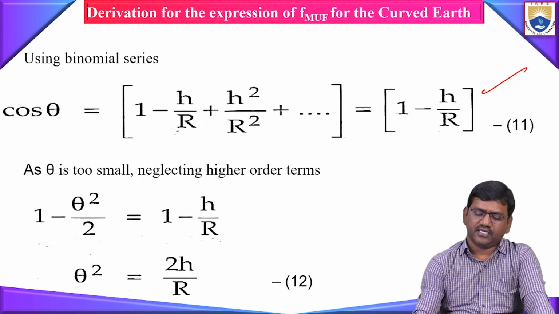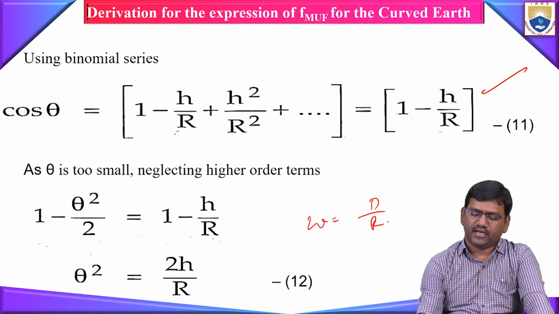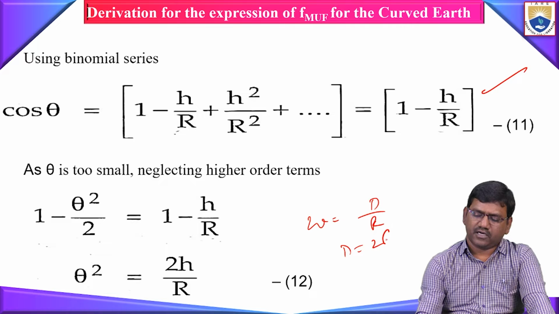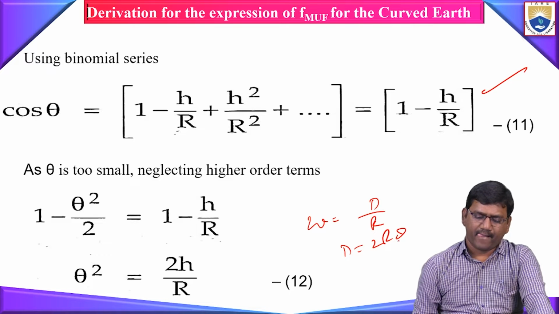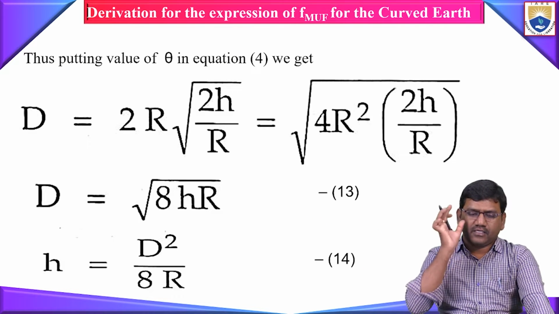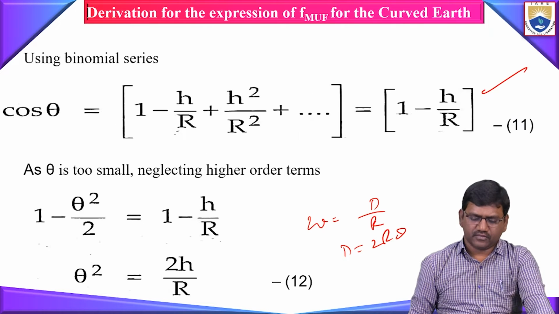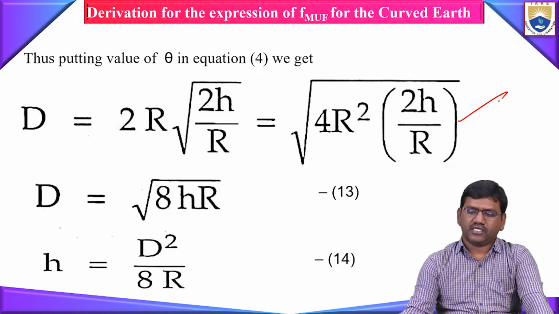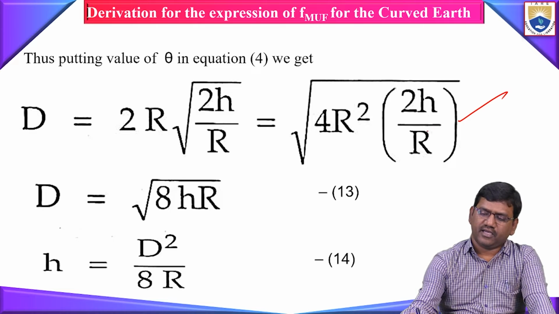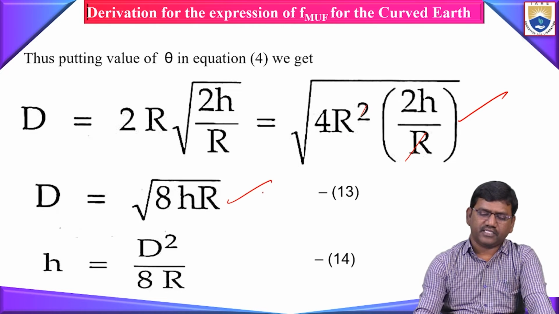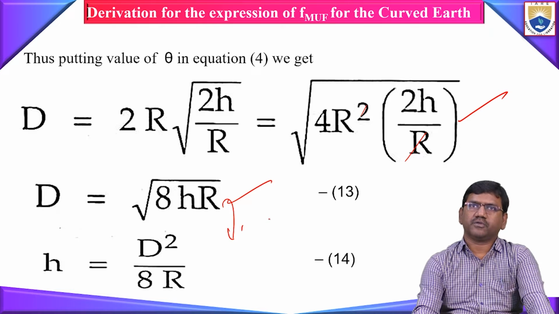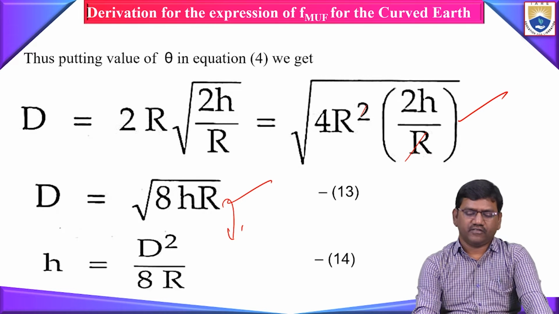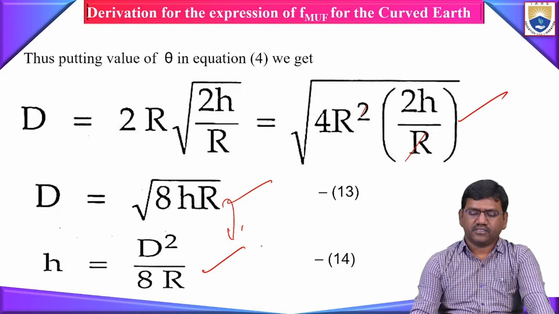Why? Because we know that 2 theta is equal to arc by radius. So arc is nothing but d by r, so d is equal to 2 r theta. Putting the value of theta in equation 4, if you substitute, you will get d is equal to 2r into root of 2h by r. If you simplify this, you will get 4r square into 2h by r. Further simplifying, r gets cancelled, and you will get root of 8rh. Squaring on both sides, we find the value of h as d square by 8r.